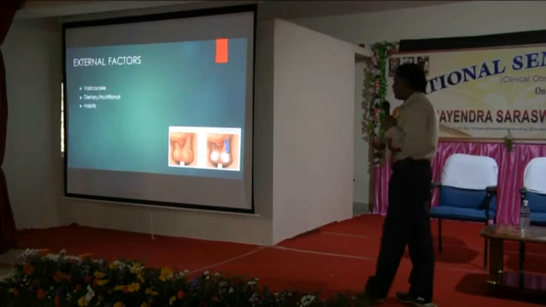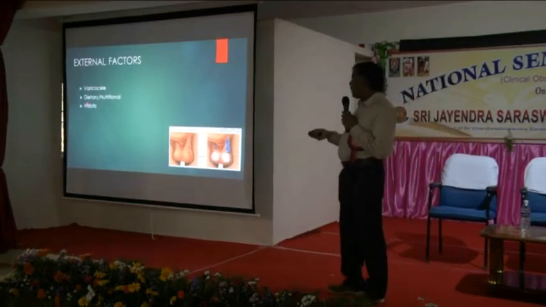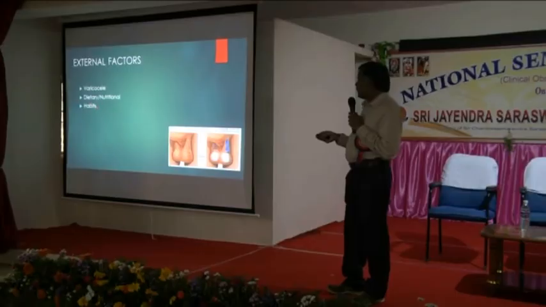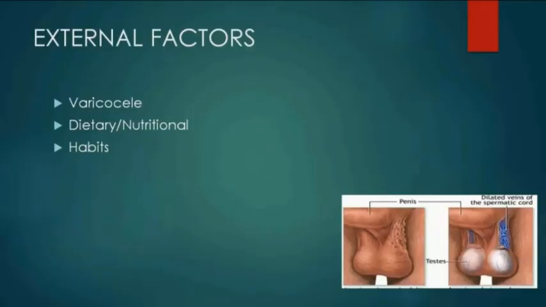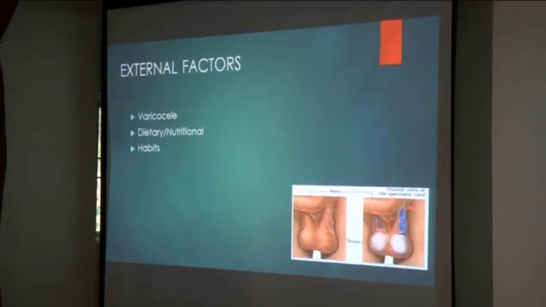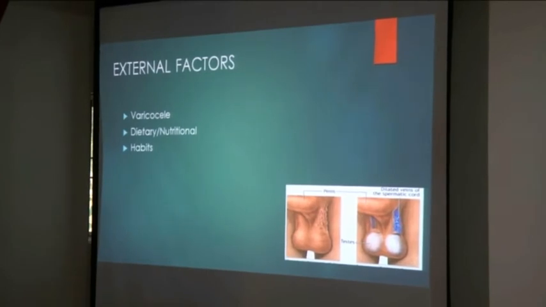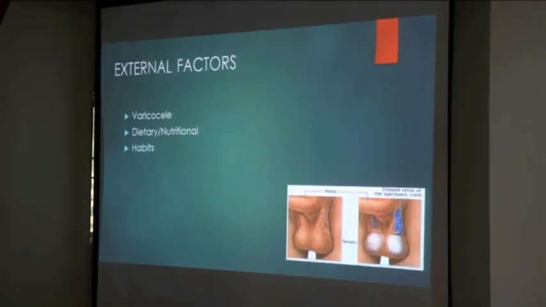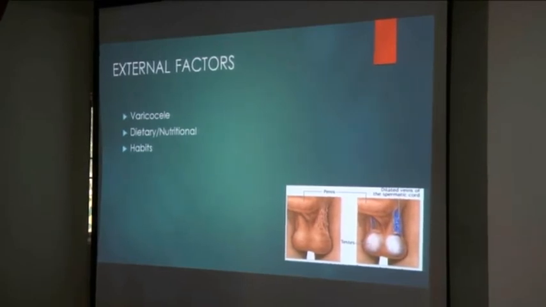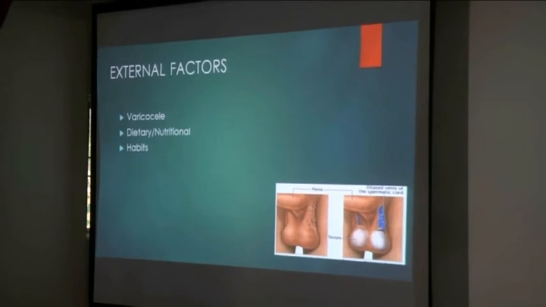Then external factors. Apart from this, as I told, varicocele, then dietary and nutritional habits. Varicocele, all of you know, there is the pampiniform plexus, which is meant to cool down the blood passing to the testes. It is not cooled down because of varicocele formation. There are three grades, grade 1, 2, 3. Grade 1 is subclinical, which can be diagnosed by Doppler study. Grade 2 is palpable varicocele. Grade 3 is visible varicocele.